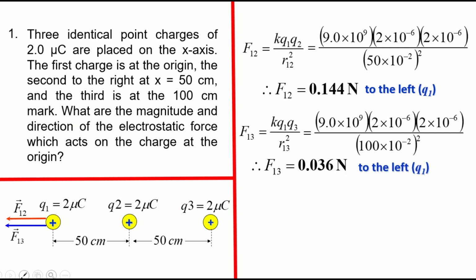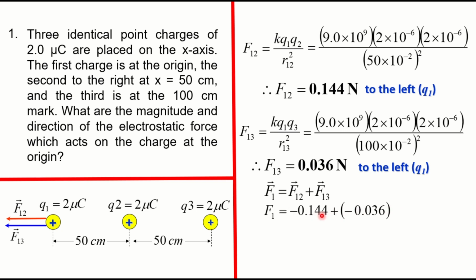Now that we've already calculated F12 and F13, we have to calculate the net force, the total force. So the total electrostatic force on charge 1 is F12 plus F13. As you can see, we've already inserted the arrows above F. That means we are starting to consider its direction. So since F12 and F13 are towards the left, we have to include the negative sign.